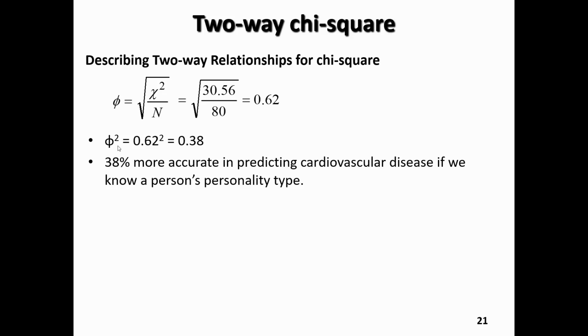Now, we look at this and say, well, 38% is not a very large proportion in terms of predicting cardiovascular disease, but what this reveals is the proportion that can be predicted from personality type. The balance with 100% would be accounted for by other factors that were not part of this study. So there are a number of unknown variables that were not part of this study that we would consider in predicting whether a person has cardiovascular disease or not.